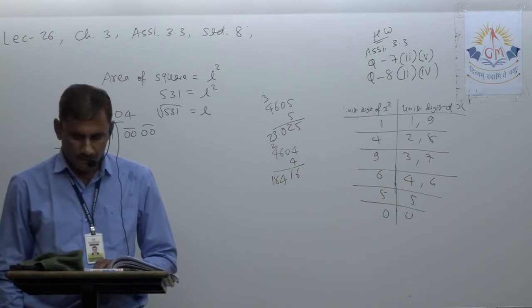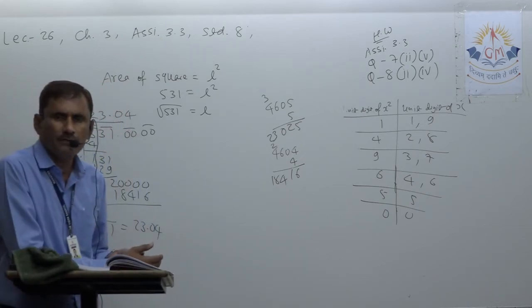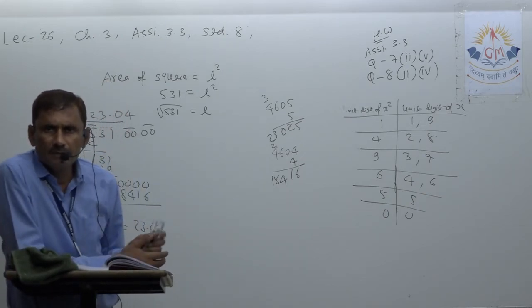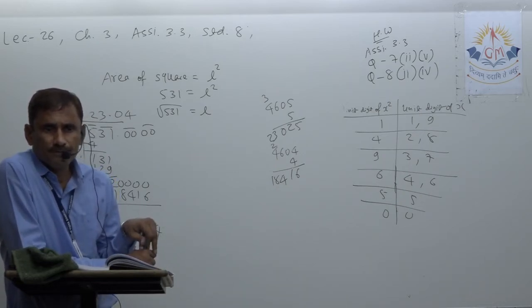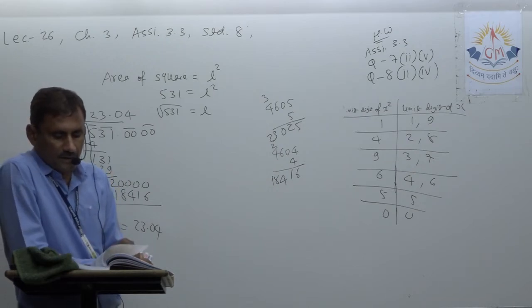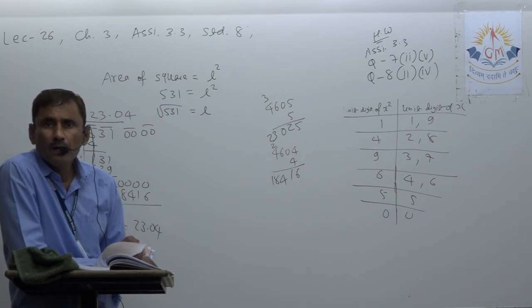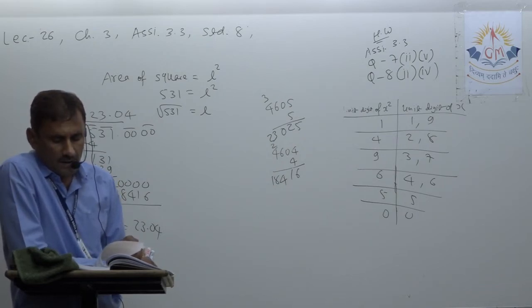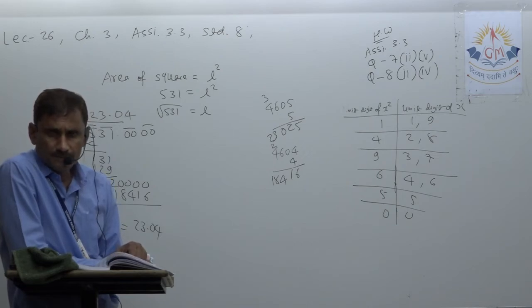Okay, so I think from first to last in the whole exercise, assignment 3.3, everywhere the same method, same type is there. By the long division method you have to find the square root. Okay, so that is our first topic, and now the next topic is cube and then cube roots. First of all, only cubes.